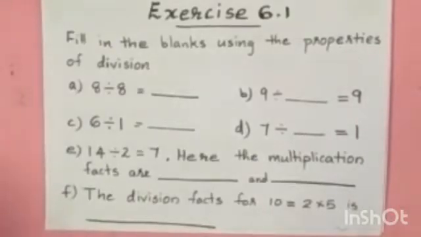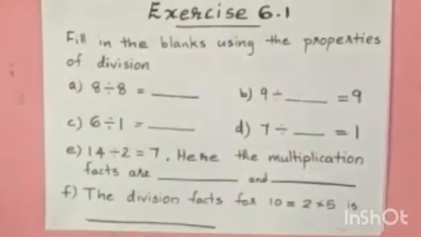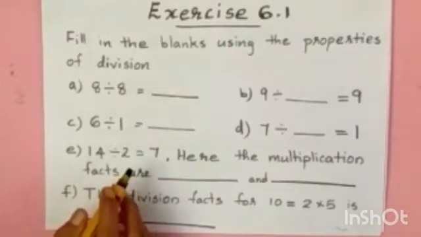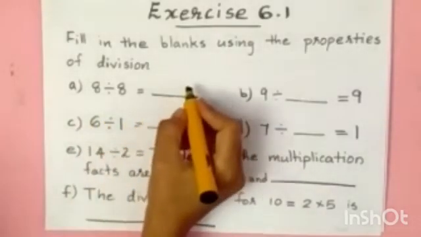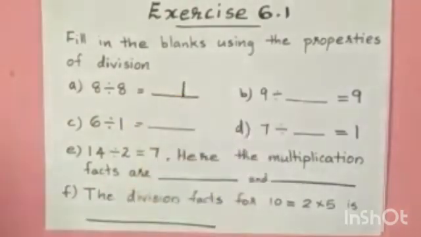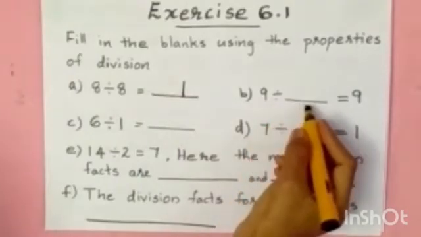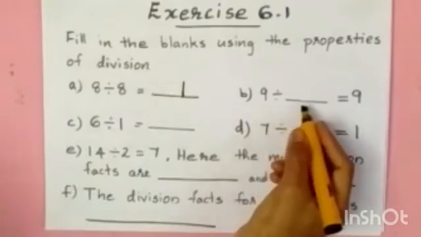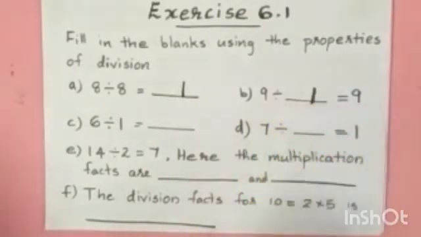Let us see some examples. Filling the blanks using the properties of division. First question, 8 divided by 8 is equal to 1. Then 9 divided by dash equal to 9. 9 divided by 1 equal to 9.